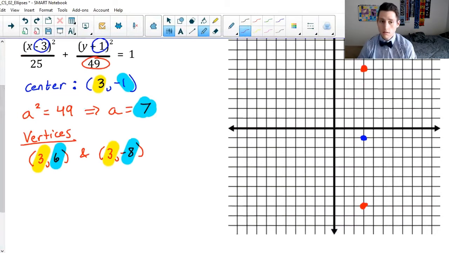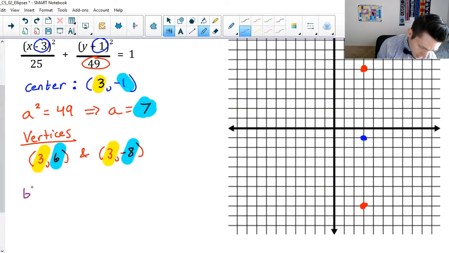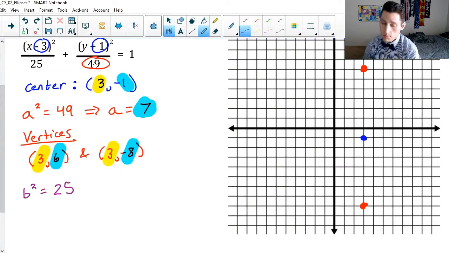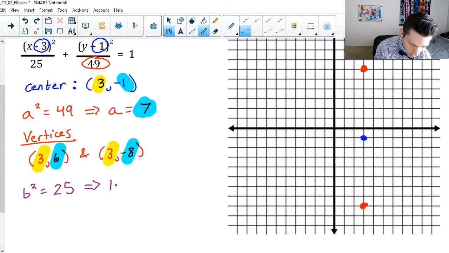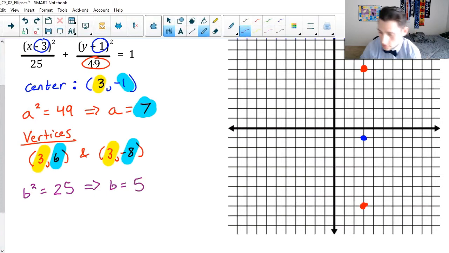All right, now let's look at the co-vertices for the minor axis. So b squared is the smaller of the two numbers, so that's 25, the smaller of the two denominators. So b is just equal to 5. That tells me the co-vertices will be 5 to the left and 5 to the right of the center. So I'll start at the center and go 5 to the right: 1, 2, 3, 4, 5. And I'll start at the center and go 5 to the left: 1, 2, 3, 4, 5.